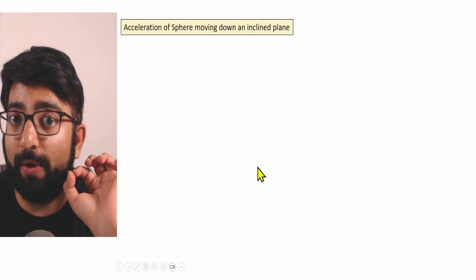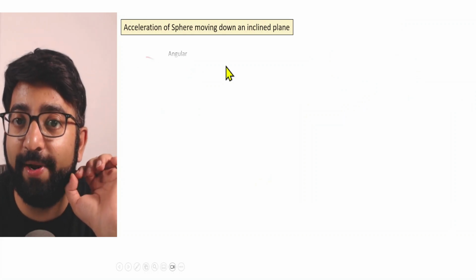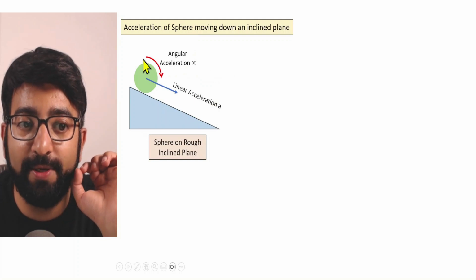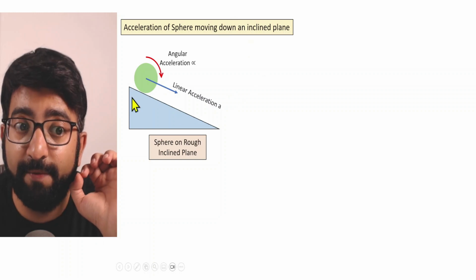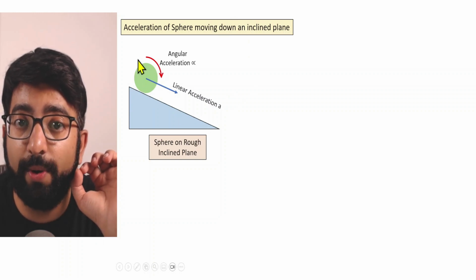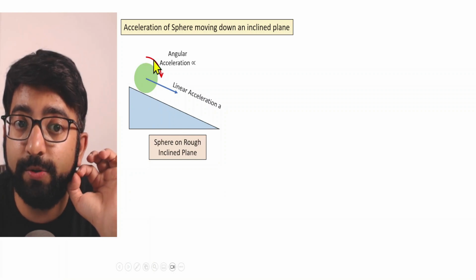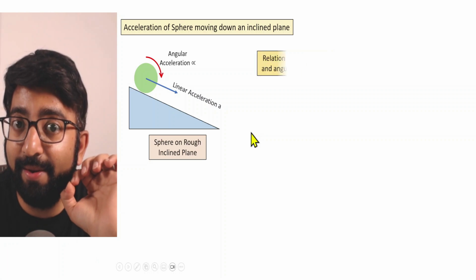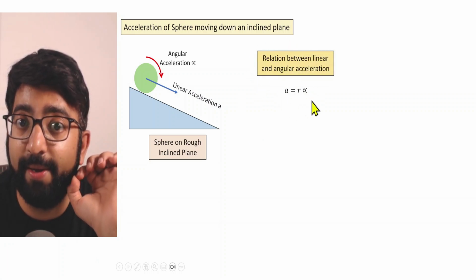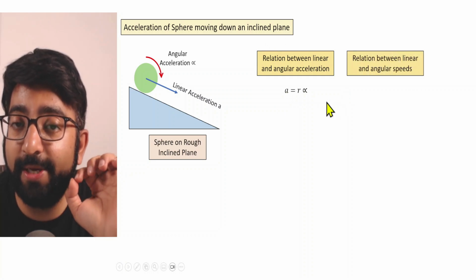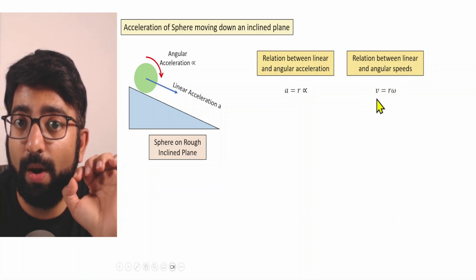And we are going to use these concepts while dealing with the next topic, which is acceleration of a sphere moving down an inclined plane. So imagine we have a ball which is rolling down an inclined plane, which is rough. Since friction exists, the ball is also going to have rotational motion. So the ball is not only having linear acceleration, but also angular acceleration. And earlier we had discussed there is a relation between linear and angular acceleration given by a is equal to r alpha, and a similar expression exists between linear and angular speeds, which is v is equal to r omega.